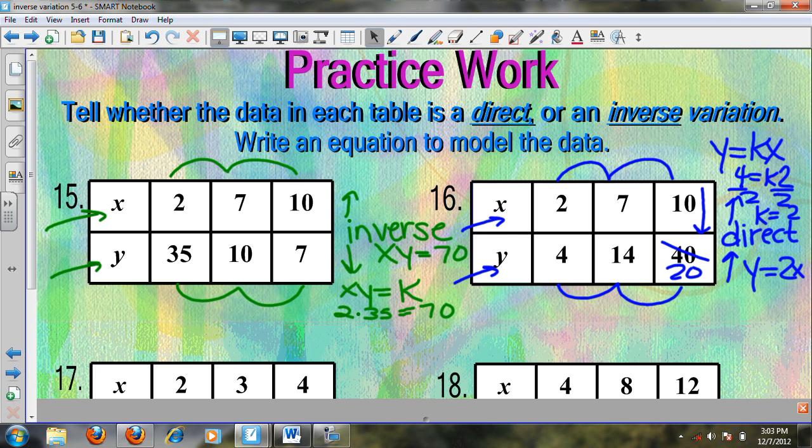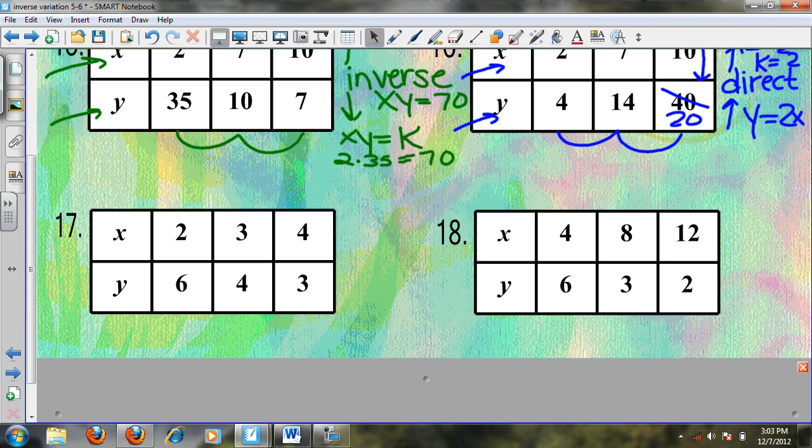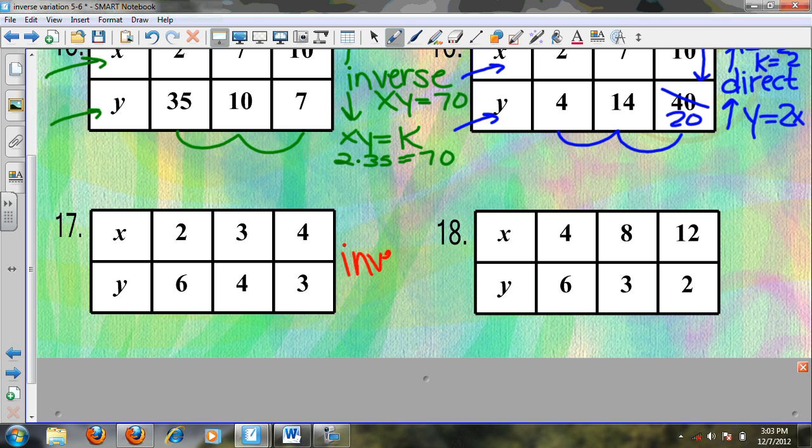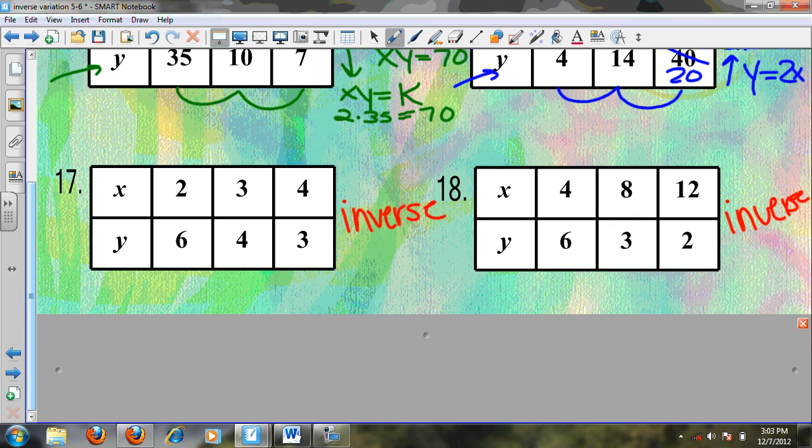Okay, let's try a few more here. You look at 17 and 18. 17, direct or inverse? I keep saying indirect. Inverse. My bad. 18, direct or inverse? Inverse. Okay. Look at those examples. These follow example number 4, determining whether it's an inverse or direct variation. Do I have more? Nope, that's it.